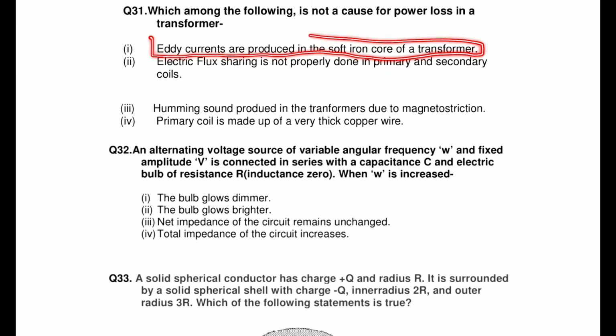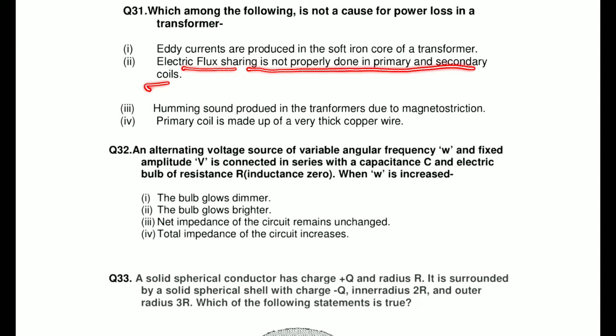Now you have to understand, because of the eddy currents, the transformer loses a lot of energy. Transformers lose a lot of energy because of eddy currents. So this option is incorrect. Electric flux sharing is not properly done in primary and secondary coil. This is also one of the reasons because of which your transformer actually loses energy. So this option is also wrong.